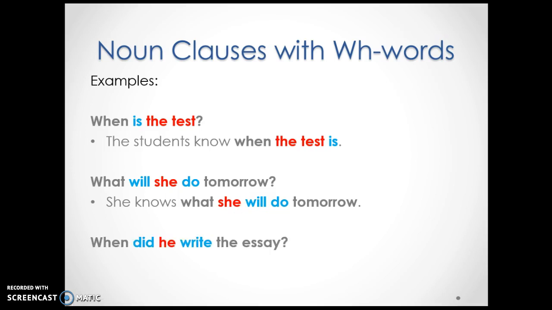Here's one more example. When did he write the essay? When we turn it into a noun clause, he remembers when he wrote the essay. So here, remember that when we write a question, we have to add do. Do has a past tense, but when we change it into a statement, the past tense goes on to the main verb, and it turns into wrote.